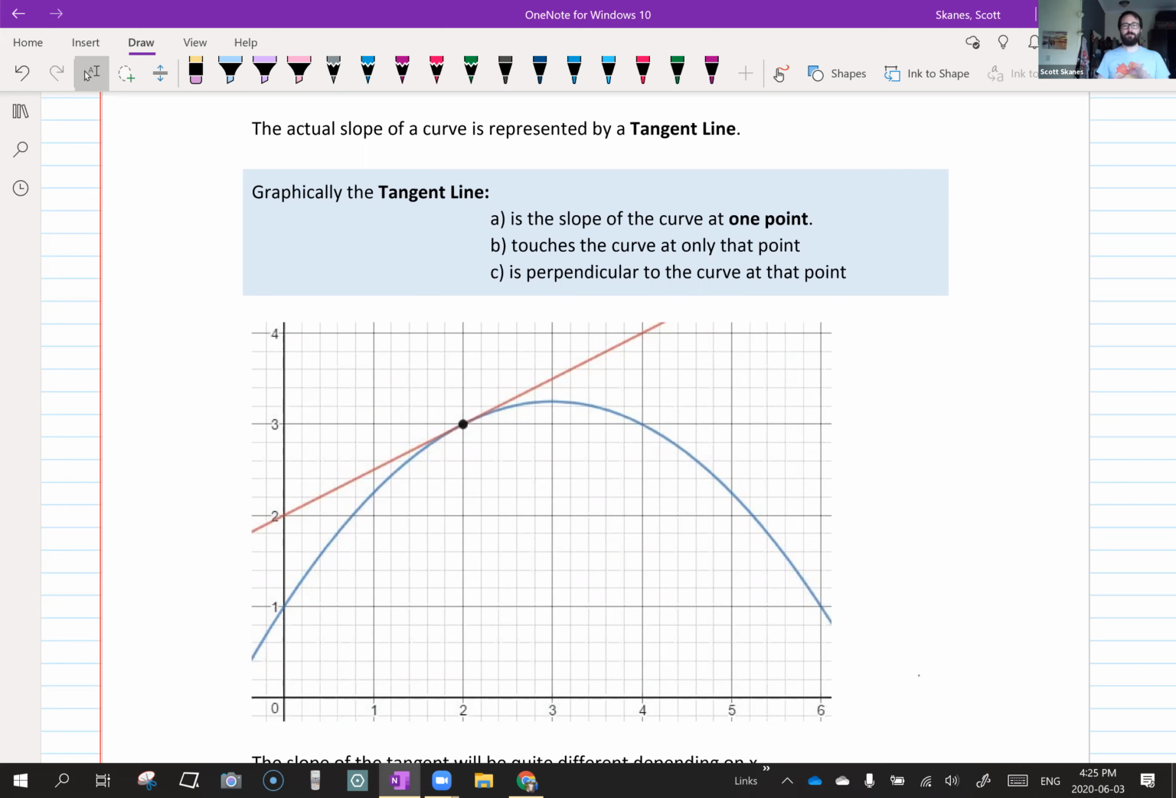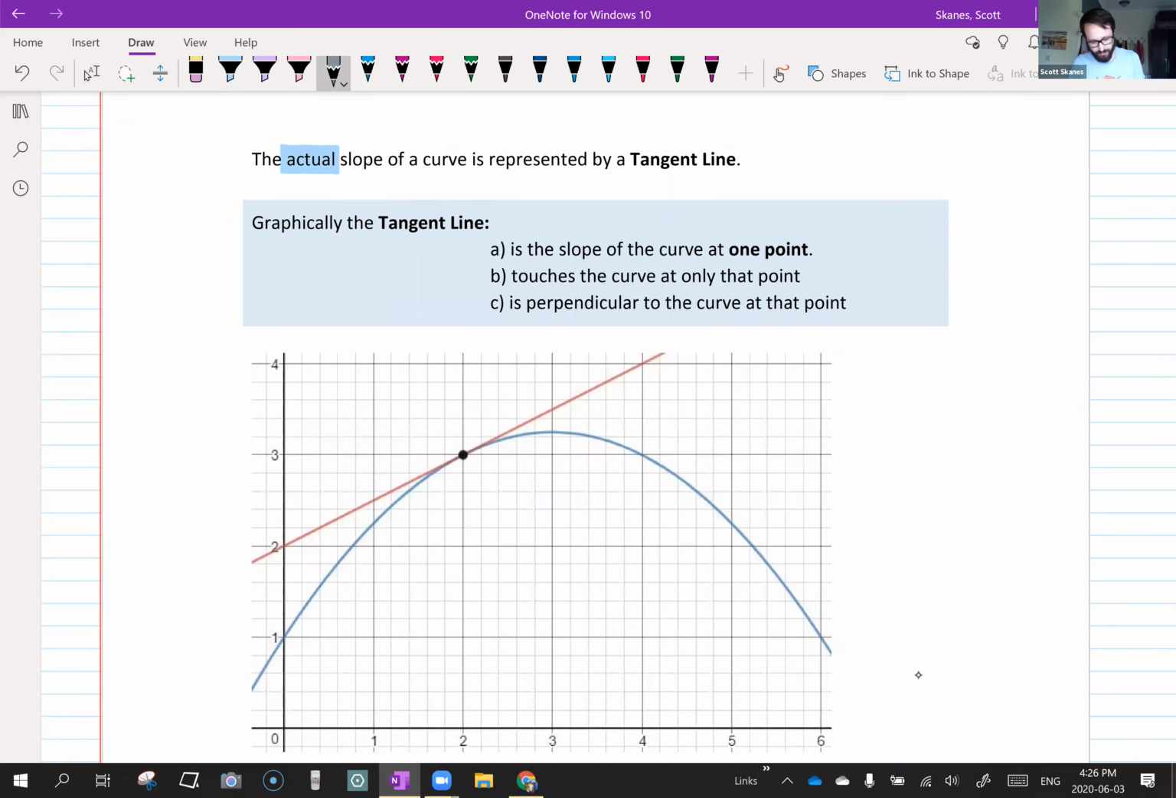Okay, so let me set up the big picture here. What we just did was we tried to get the slope of a curved line using the secant line. The secant is an approximation. The secant obviously is not the exact slope because we are kind of cutting through the point. We're cutting off a section of the graph. The actual slope, or the exact slope, is represented by the tangent line. So when I say actual, I mean not the average slope, not like a sort of slope. I mean the exact slope.